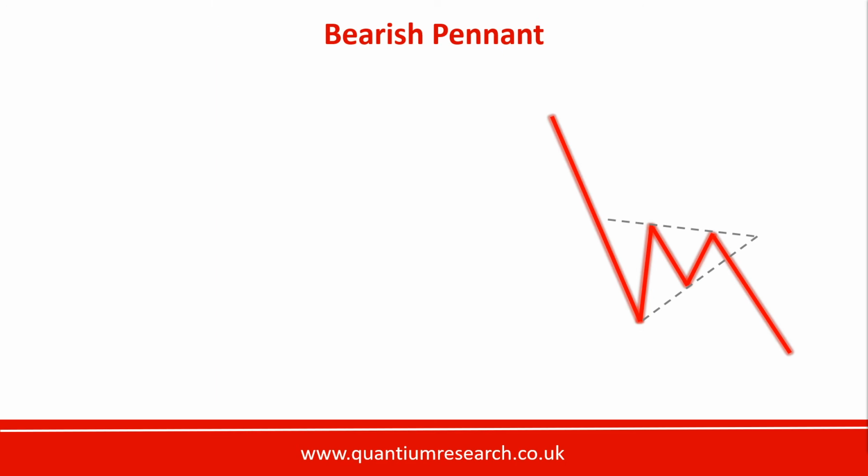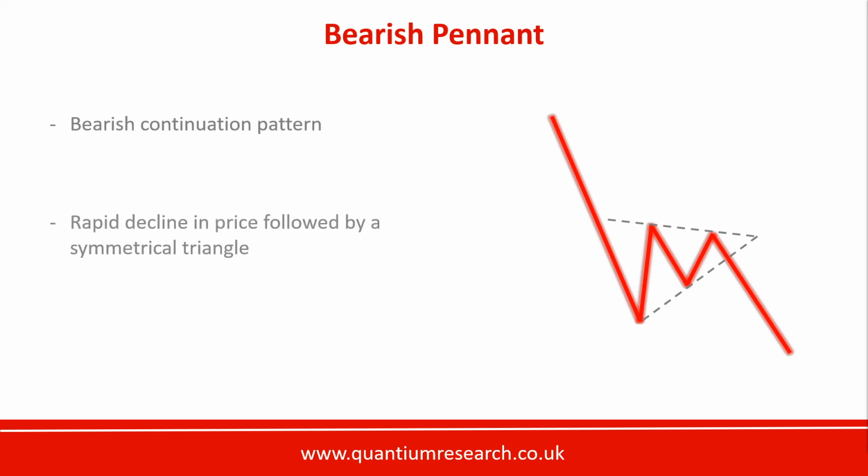So bearish pennants are, of course, the opposite, in which they occur in bear markets. They are essentially bearish continuation patterns. They start with a rapid decline, then form a symmetrical triangle. Price under this circumstance would be expected to break out to the downside and continue downwards. You have your flagpole formation here, and then you have the symmetrical triangle, you have price breaking out to the downside.